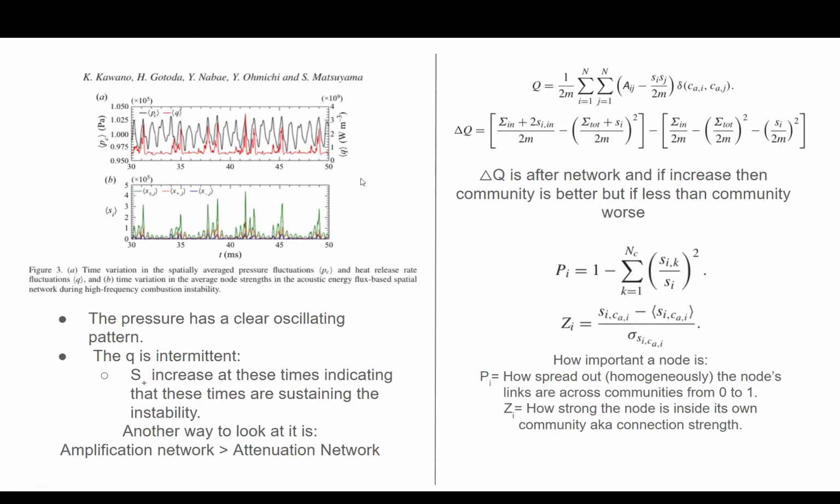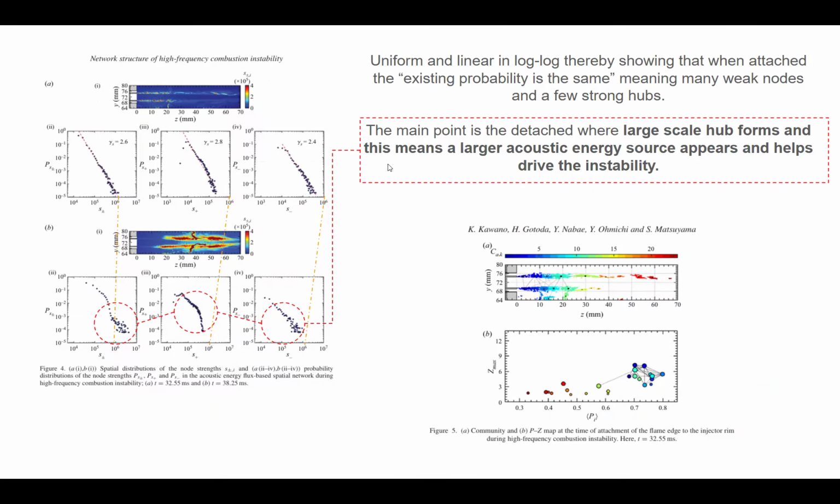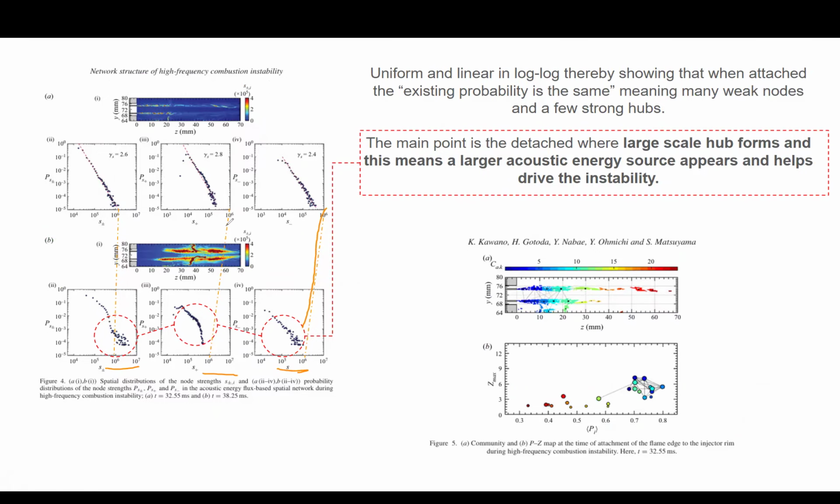But over here we can see that if a large scale hub forms, this means a large acoustic energy source appears and helps drive the instability. It's really hard to see with this visualization, especially since the scales are way different. This goes like 10 to the 3 over here, which makes everything more confusing, but you can see the scales are a little bit off. But this is a clustering thing, which is how we do a P to Z mapping. It's the first one that shows the KSET.